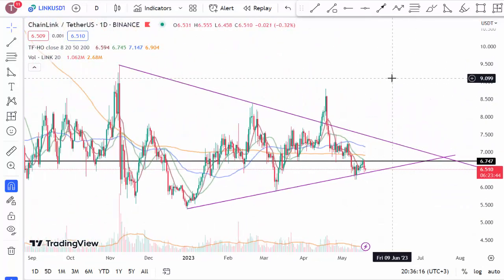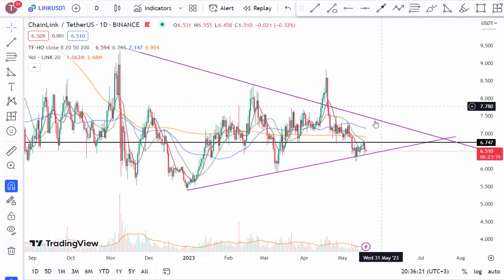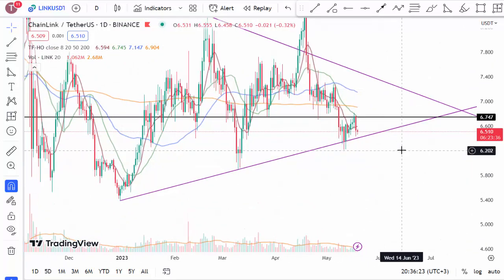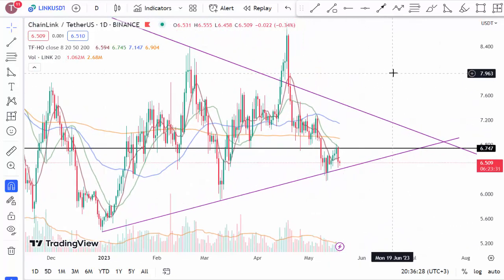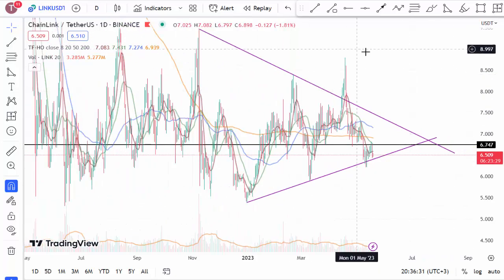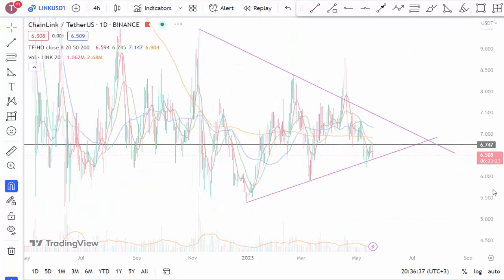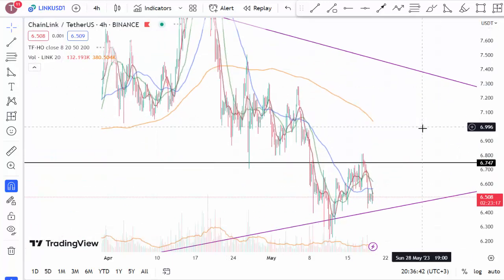Of course, 2 months is the maximum duration, and it can also break and move above the triangle in a week. We should not forget this. If we analyze the coin on 4-hour periods, we can see that there is actually a triangle that started from this point. If we draw it like this, as we can see, the price is moving within a triangle.